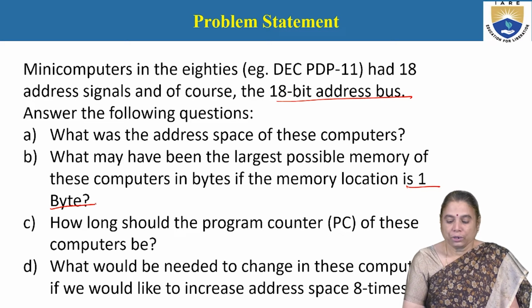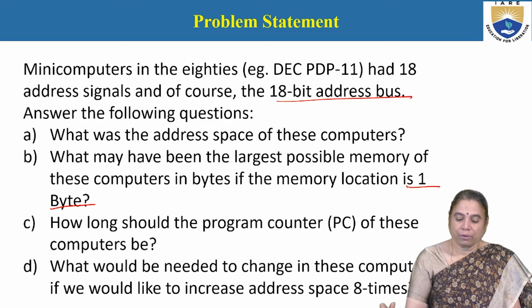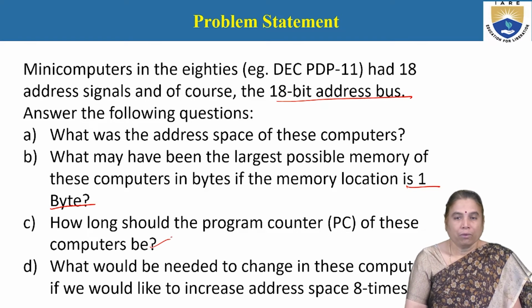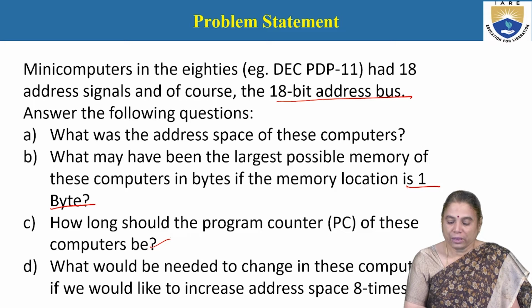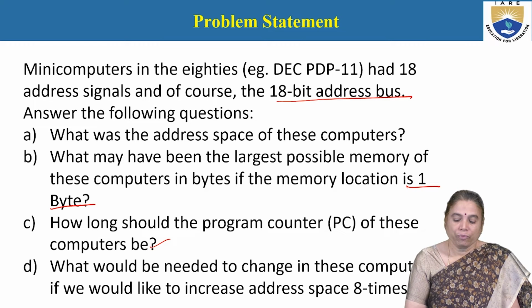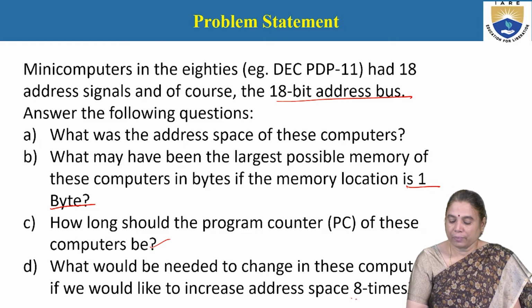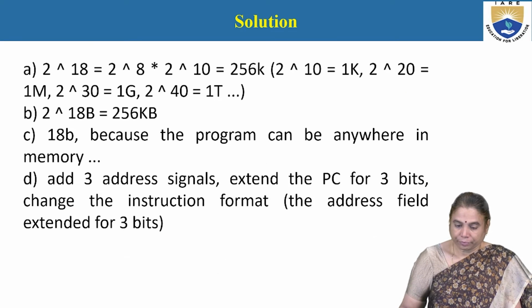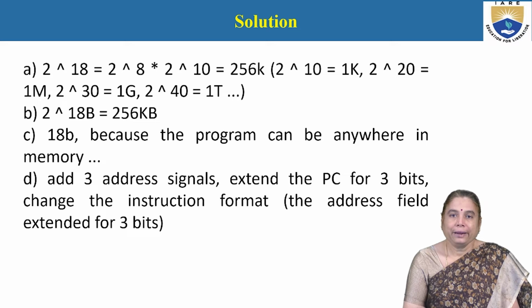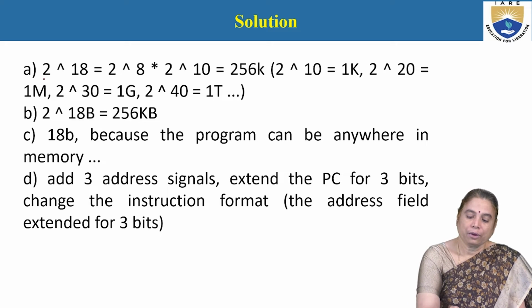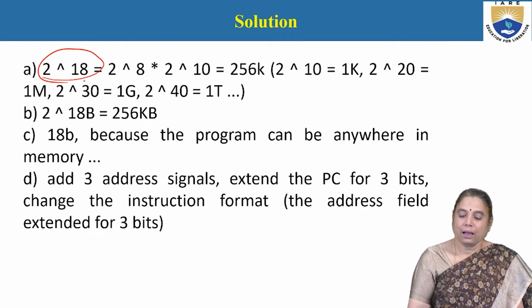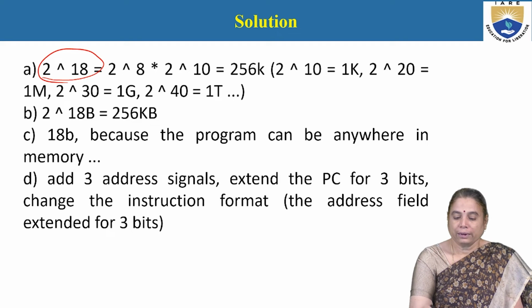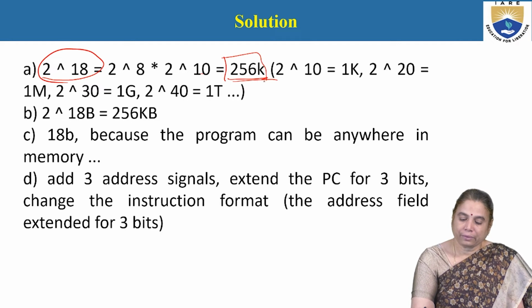How long should the program counter of these computers be? What would need to change in these computers if you would like to increase the address space 8 times? So here 18 address lines are there. 2 power 18 is the address space. So that is 2 power 8 into 2 power 10. 256K is the address space.